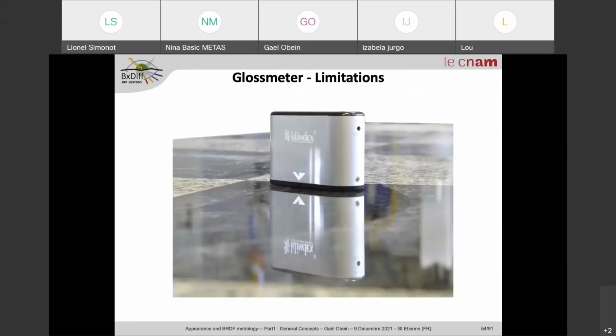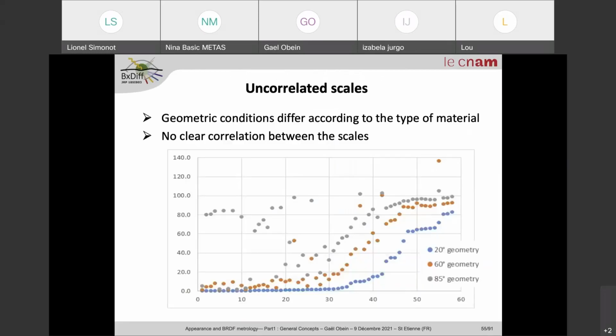So I'm saying a lot of good things about gloss meters, but in fact, if you know me, I'm always complaining about gloss meters because there are a lot of limitations that I will list now. The first one is that there are 3 geometries, but there is no link between the geometries. So you can have samples that are completely inverted with the gloss meter. You don't get the same ranking according to the geometry, which is a problem I found.